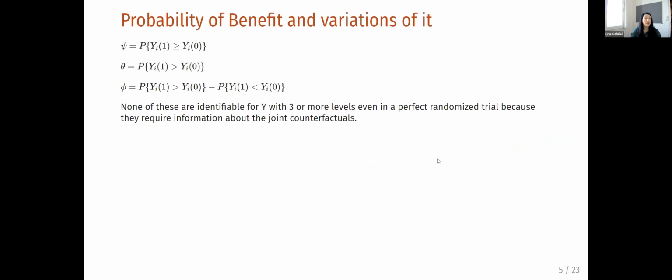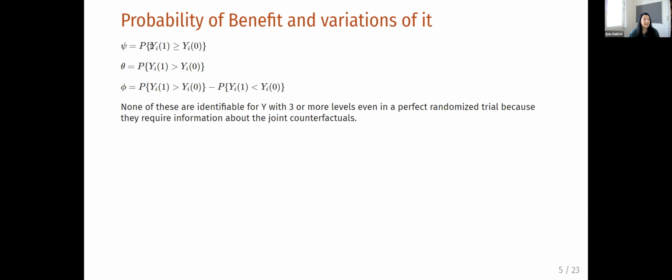Okay. So today I'm going to specifically talk about 3 variations on the probability of benefit. And so psi, theta, and phi here, these are just the probability of no harm, the probability of benefit, assuming without loss of generality that larger levels of y, the outcome, are better, and the relative effectiveness. So the probability of benefit minus the probability of harm.